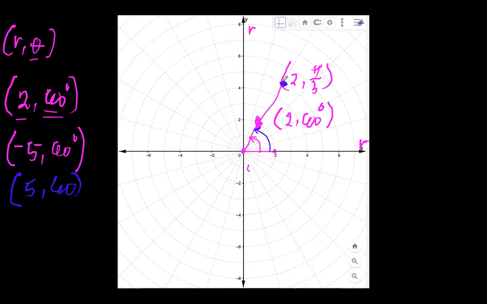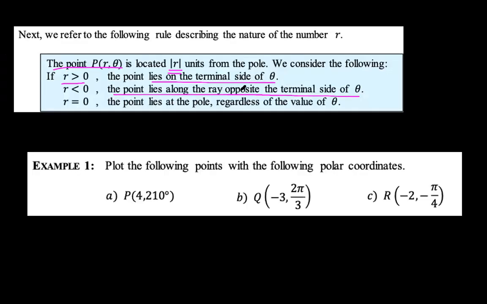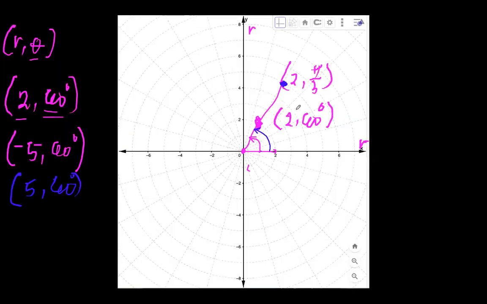Okay, the point (5, 60 degrees) is here. However, since the radius is negative, based on the rule, the point lies along the ray opposite the terminal side of theta. Which means that this is not the final point, okay? Where the given point, (-5, 60 degrees), which is the polar coordinate, can be found, it would be found at the opposite side of the terminal side of theta.